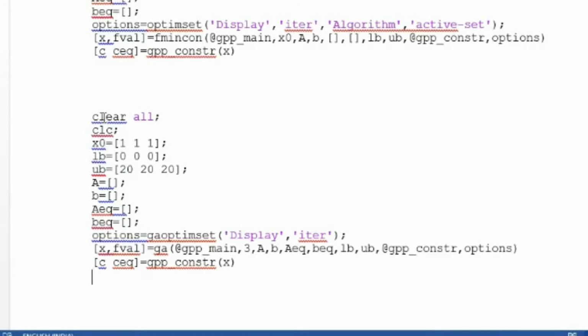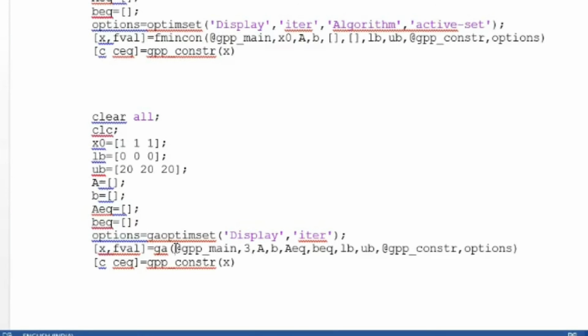So as usual, clear all, clc. Then here the initial guess is not required, so you can delete that. So lower bound, upper bound. Then matrix A, then vector B, matrix AEQ, vector BEQ, then options, then X and Fval, GA, and then all the input arguments.